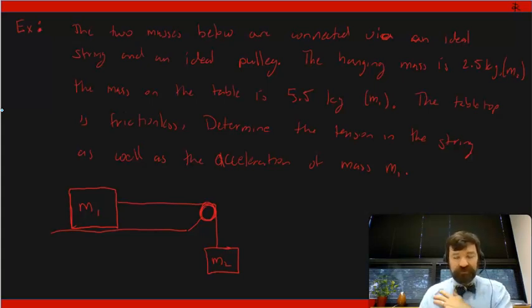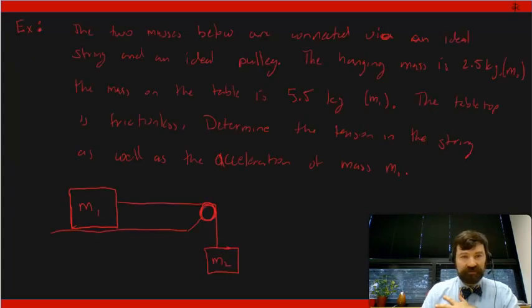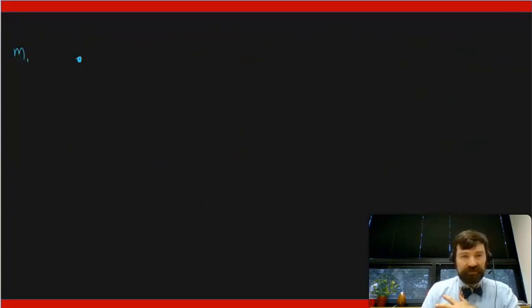So you have two masses that are connected by a string running over a pulley. The tabletop this time is frictionless. We want to get the tension in this string and the acceleration of mass m1. So again, we can draw our free body diagrams. Mass m1 is the mass that's on the table. Basically, it just has a tension force pulling to the right. It has a normal force pulling upward. It has gravity pulling downward. So that would be m1 times g.